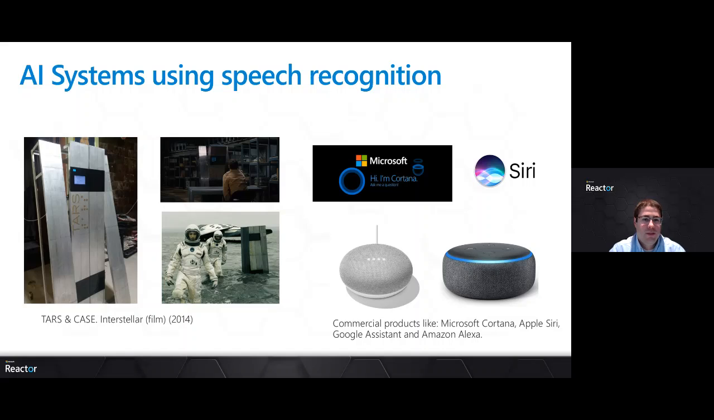Basically, those robots, you can talk to them and they're going to understand your voice and interact with you. When we think about those examples, not in the real world, we get very excited about how the future could be. We could go to the galaxy and explore with the help of robots. And then we come to commercial products. We know we have commercial products like Microsoft Cortana, Apple Siri, Google Assistant, and Amazon Alexa, and they're very familiar and very present in our lives.